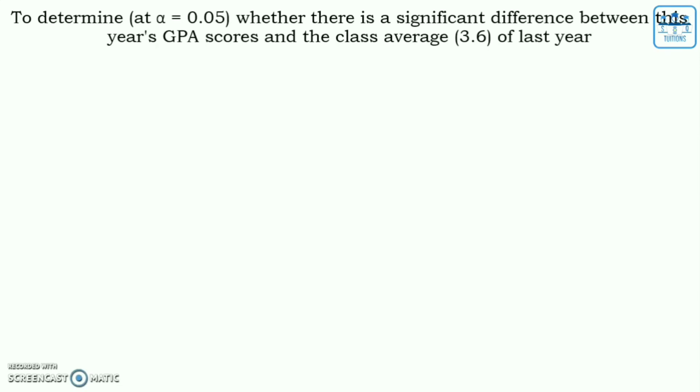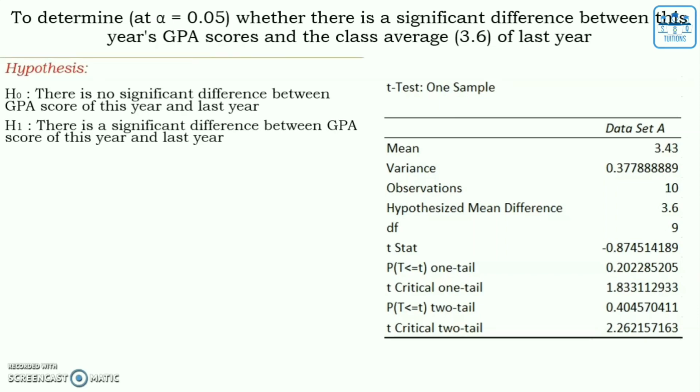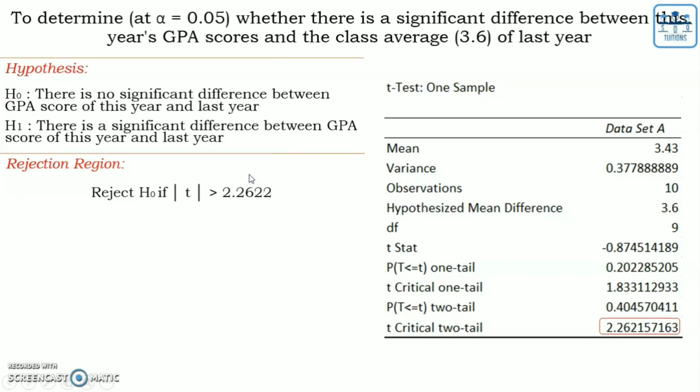So this was our question: to determine at alpha equal to 0.05 whether there is a significant difference between this year's GPA scores and the class average 3.6 of last year. This is the output we received in Excel. So our hypothesis would be H0, that there is no significant difference between GPA scores of this year and last year, and H1 would be there is a significant difference between GPA score of this year and last year. Now moving further with the rejection region.